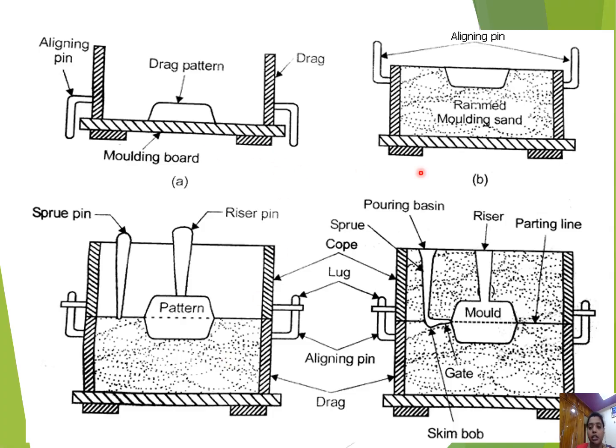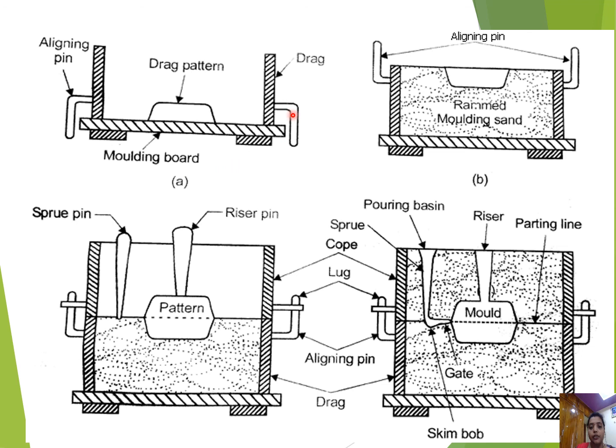These are the steps. First of all, we will take the molding board. This is a wooden board, and on this we will keep a box known as the drag. The first one is the drag. Here we will take the pattern. Pattern means the required object. If we want a rectangle, half the part is kept in the drag box and half in the cope box. These are the alignment pins. With these alignment pins we will lock the whole system.